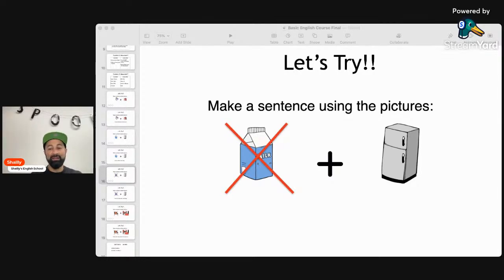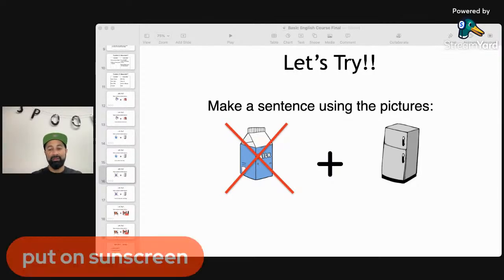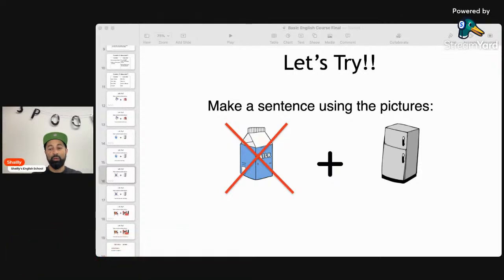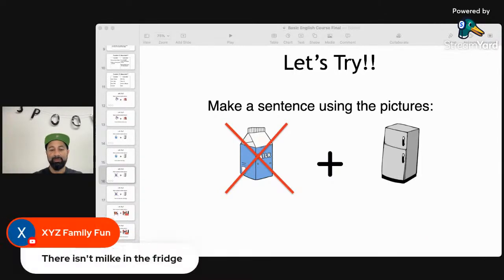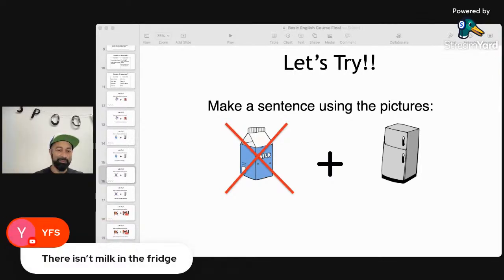So with a negative sentence, we are going to be using isn't or aren't. Okay, and the same principles will apply. We could use there isn't plus uncountable noun or a singular countable noun. We have an answer here. There isn't milk in the fridge. Very good. Very good. I know that's a typo, so don't worry.